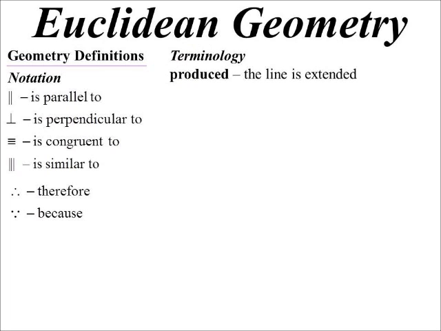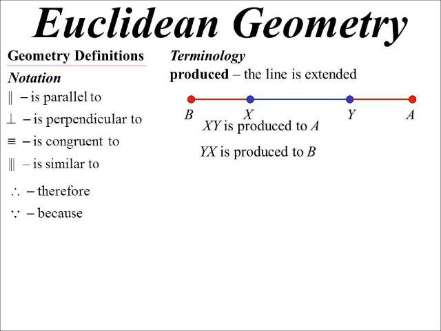So terminologies, produced. When we see the word produced in geometry, it basically means we're extending a line to a certain point, and the way we say it is important. So here's a line, or probably more correct to say an interval, XY. If I was going to say XY is produced to A, then that's the order I go. XY produced to A. So the way it's written is telling you how you would redraw the line. As opposed to if I wanted it on the other side, then I'd say, well, YX is produced to B.